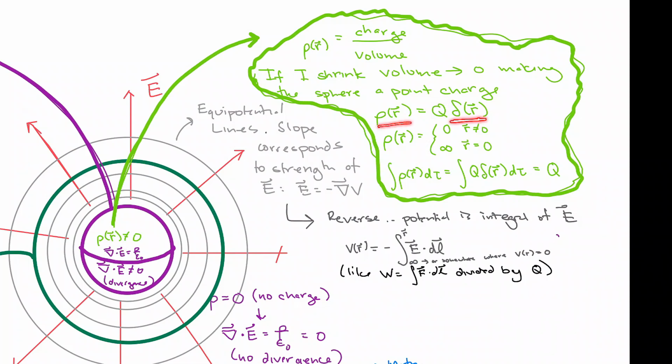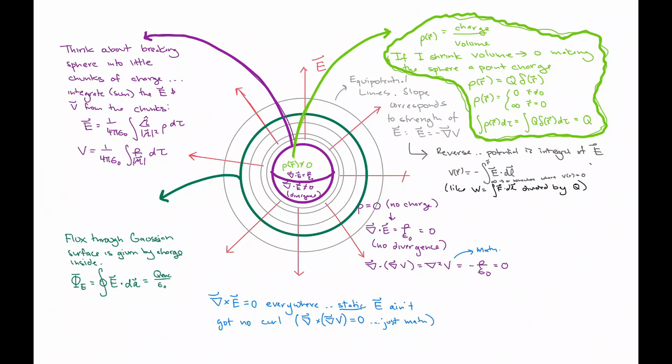Okay, so this basically shows that if I shrink this down to 0, this is going to go to infinity when r equals 0, but it's going to be equal to 0 everywhere else. But if I integrate this charge density over the volume, I get what I expect to get, which is the total amount of charge in my point charge. So this is a mathy tool that helps the mathematics here work out, despite the fact that for a point charge, this rho goes to infinity right at the point. All right, so I'm just going to leave that there.